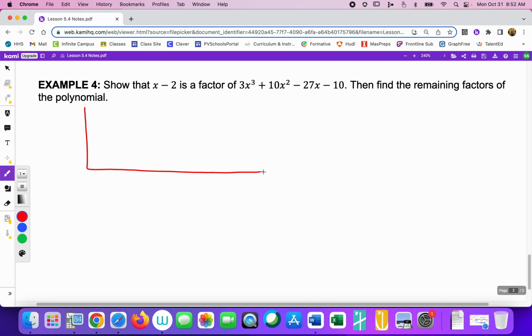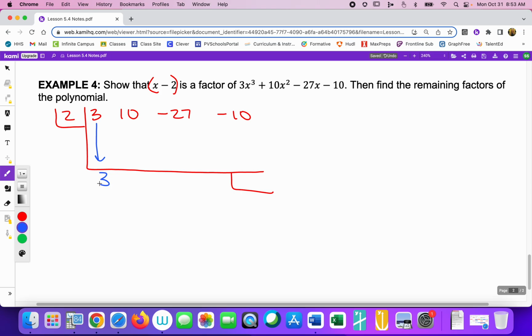Again, you're trying to get a remainder of 0 on these with the instructions, so show that x minus 2 is a factor of 3x cubed plus 10x squared minus 27x minus 10. So you want a remainder of 0. If you're not getting one, you are doing something wrong, because these are supposed to work out that way. What number goes outside? Positive 2. It's the opposite sign of how it appears in the factor. So x minus 2 is supposed to be a factor, and then we'll likely get a couple more.